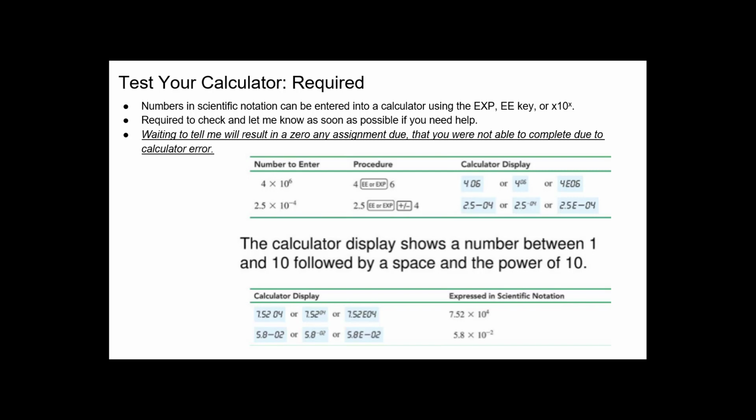So numbers in scientific notation can be entered into a calculator using the exponent key, the EE key, or times 10 to the x.